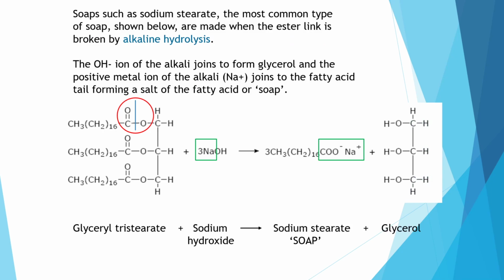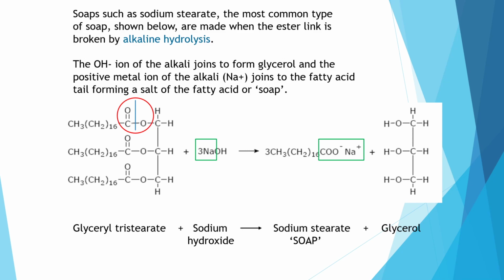So we have the same diagram. We have our fat or oil molecule, and as always, during hydrolysis, we break apart the 3 ester links as shown. So we have one of the ester links circled in red, and we always break the ester link between the C double bond O and the single oxygen. We do this 3 times, hence we need 3 moles of sodium hydroxide, NaOH.